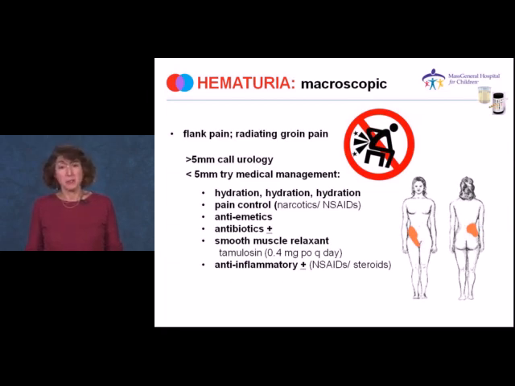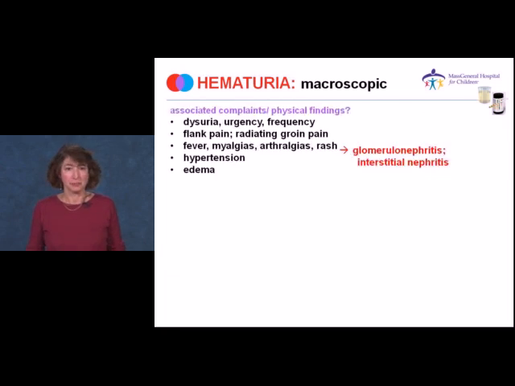And the management is going to be hydration, hydration, hydration. It's going to be pain control. It's going to be antiemetics. Some people use antibiotics. Some people use smooth muscle relaxants to get the stone to pass through that ureteral vesicular junction. And sometimes anti-inflammatories could be used if the stone's been there a while and obstructing.